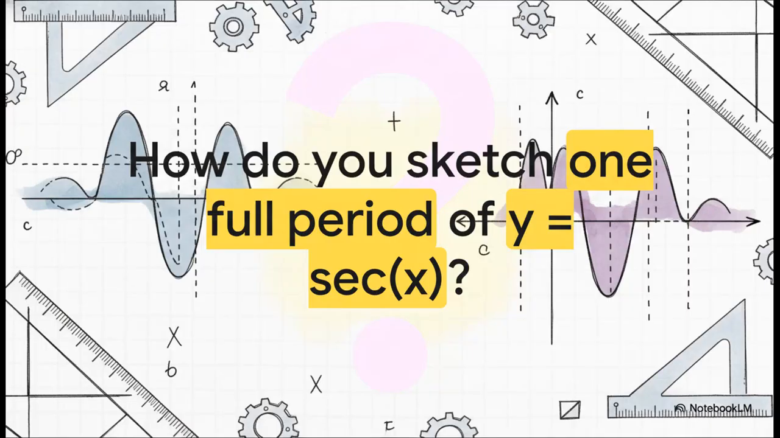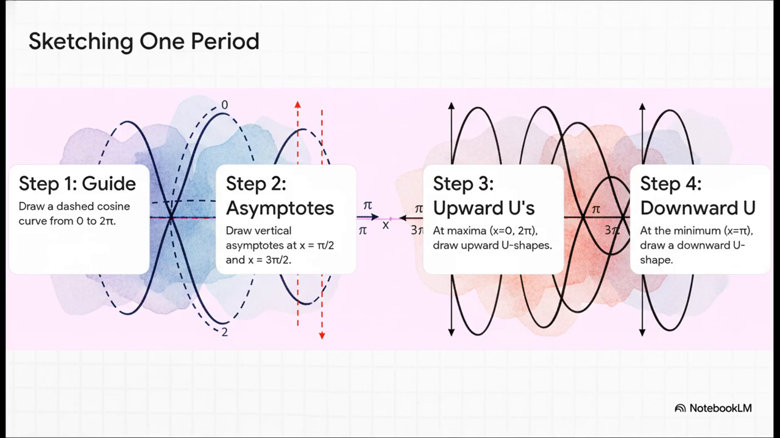All right, time to put it all together. How do we use our blueprint to sketch one complete period of the secant function right from scratch? We just follow the blueprint, step by step. First, you dash out your cosine wave from 0 to 2 pi. Next, find where it hits 0. That's at pi over 2 and 3 pi over 2, and draw in your vertical asymptotes. Then, at the peaks of the cosine wave, at x equals 0 and x equals 2 pi, you sketch your upward U-shapes. And finally, at the very bottom of the cosine wave, at x equals pi, you draw your downward U, and just like that, you have one full, perfect period.